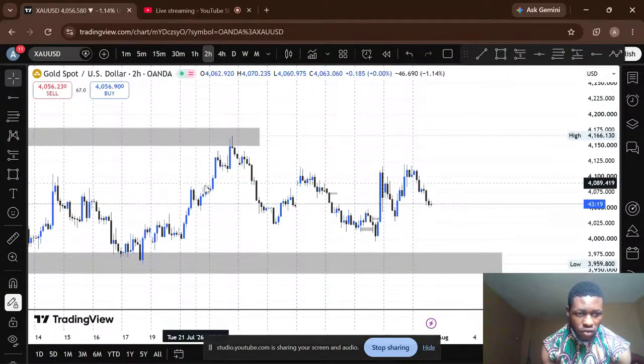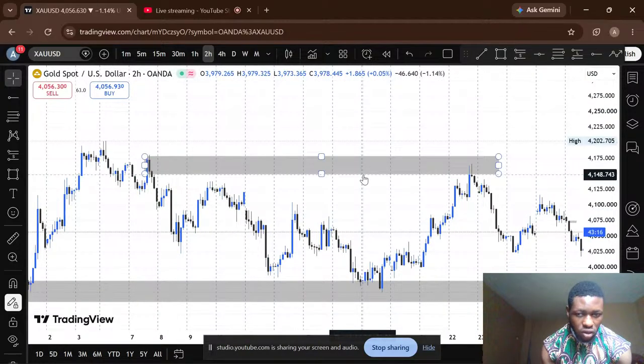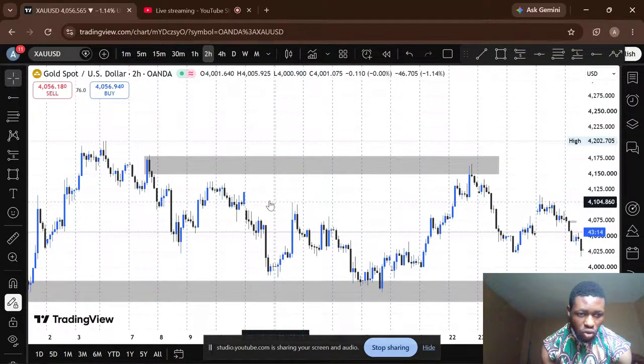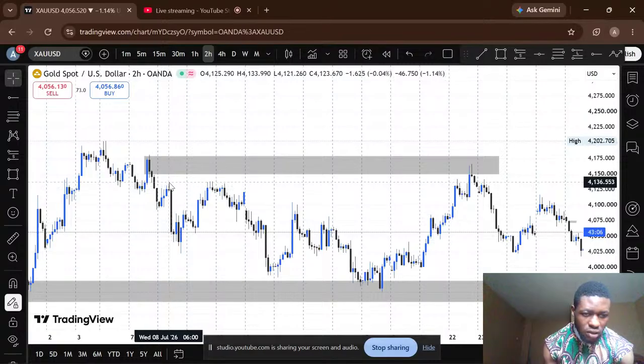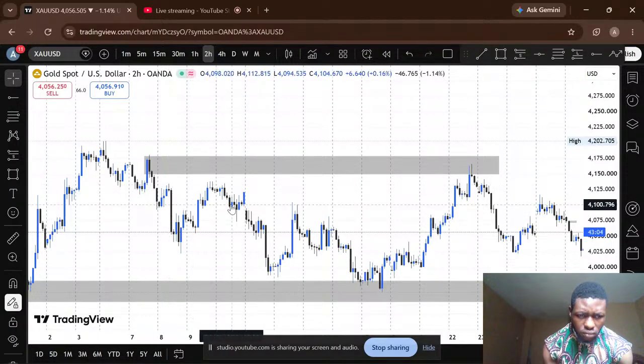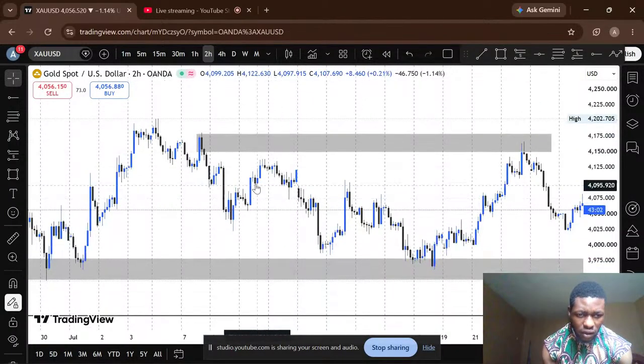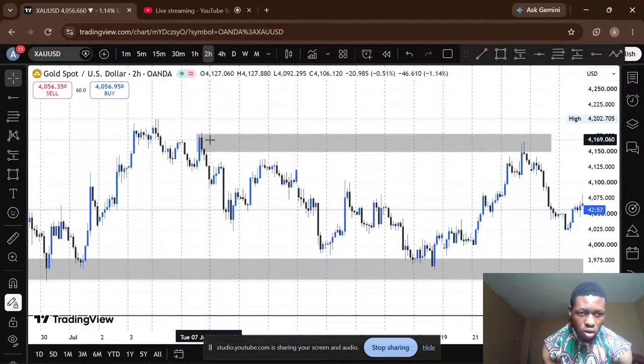Move to the lower time frame, you find out that there's another block that made price come here, clearing this liquidity around here, and move up to this place.